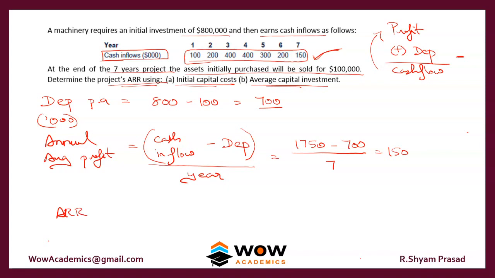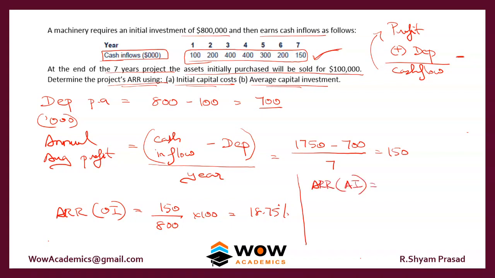So we'll do ARR on original investment method. So that comes to 150 divided by 800 into 100 will give you the answer. So the answer comes to 18.75%.